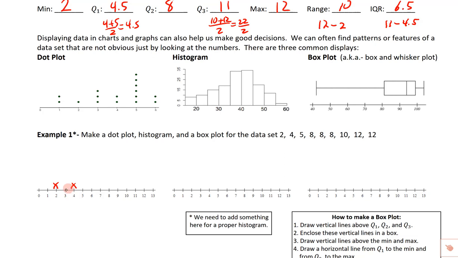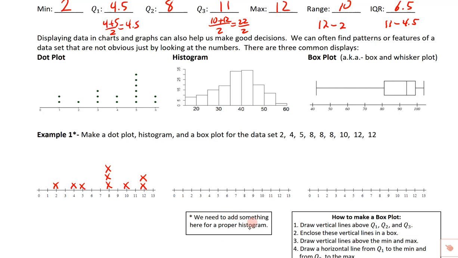And the fact that we skipped over the 3 means there are no 3s in our data set. Then we've got a 5 right next door to that. Then we've got 3 8s, so I'm going to stack those on top of each other. And then we've got a 10, and we've got 2 12s. So that's what a dot plot would look like. And now we're going to make a histogram.